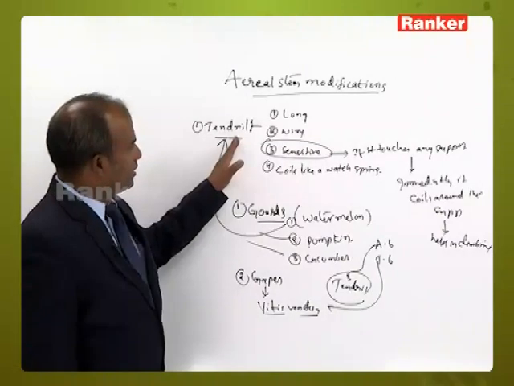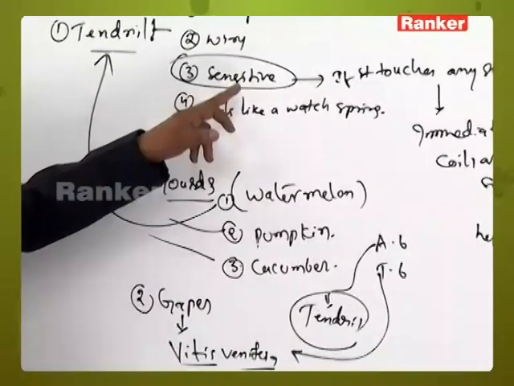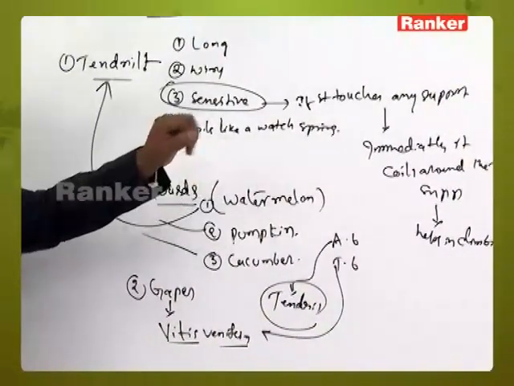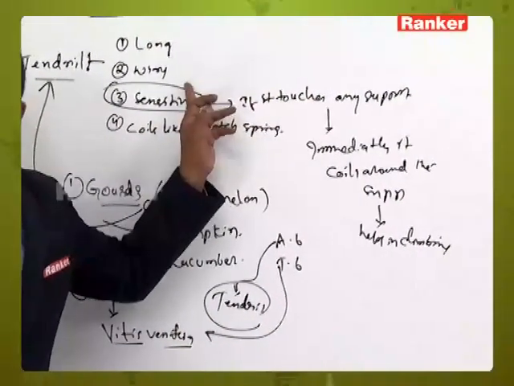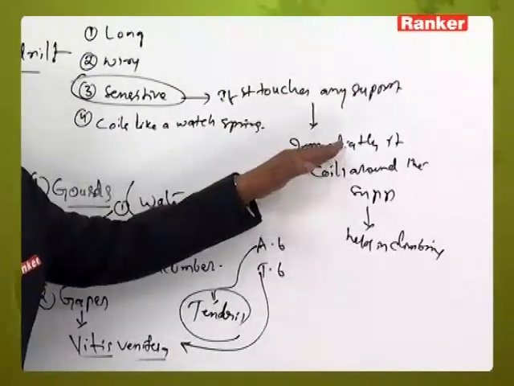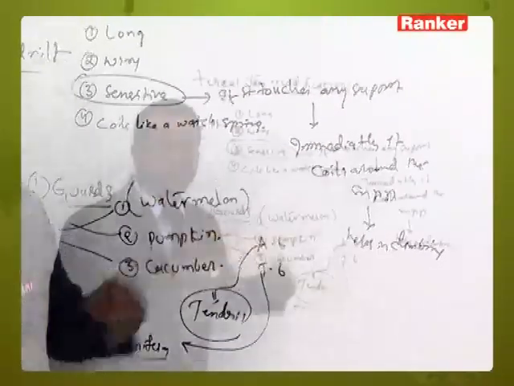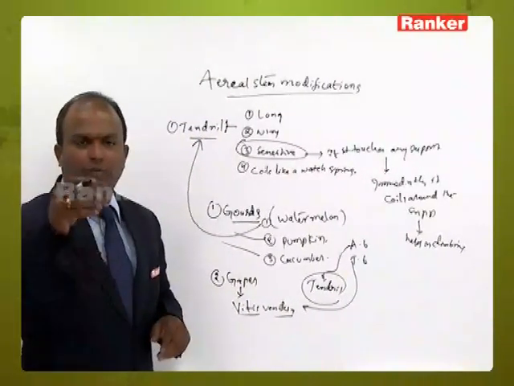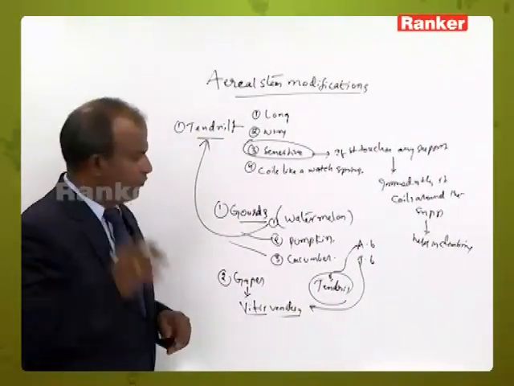Once again, the tendril is a long, wiry, coiled, sensitive structure which coils like a watch spring. Due to the sensitive nature, if it touches any support, it immediately coils around the support and helps in climbing in order to receive sufficient sunlight and prepare food material by means of photosynthesis.